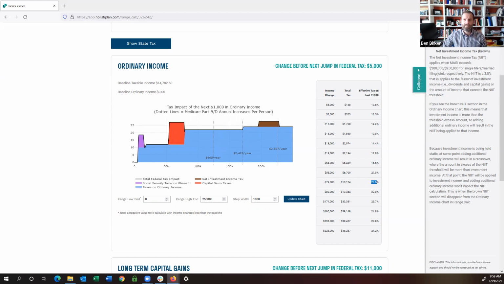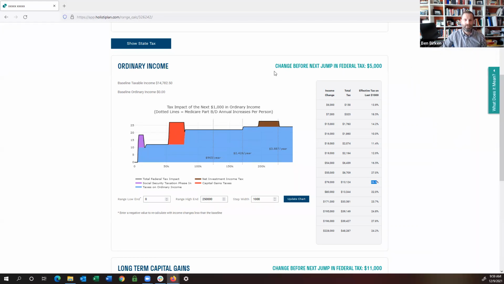So hopefully this has been helpful. Hopefully this leaves you with a better understanding of range calc and how powerful of a feature it can be. We look forward to seeing you next time.